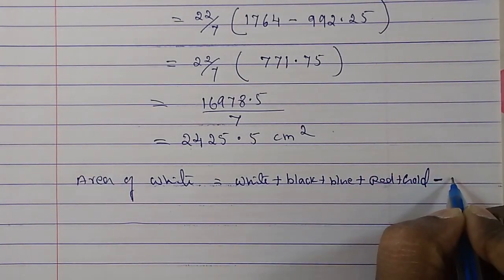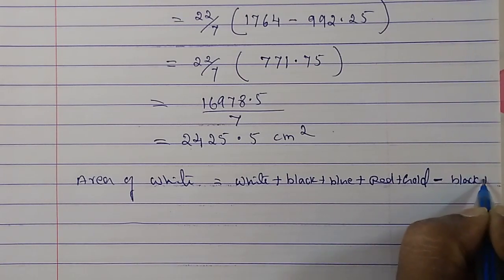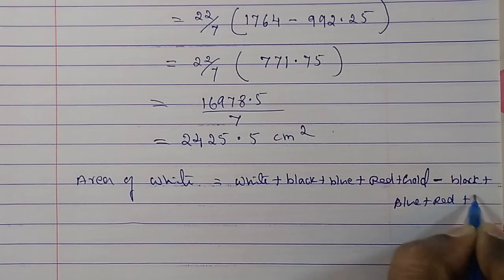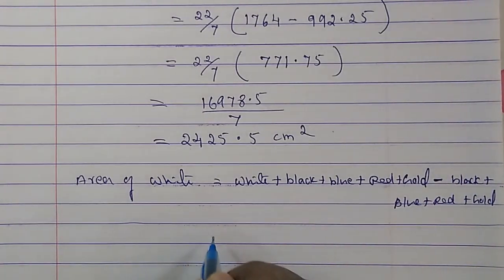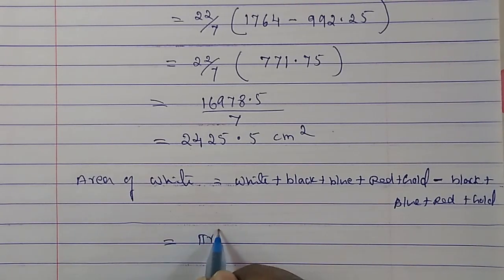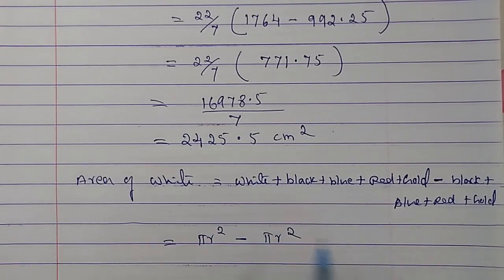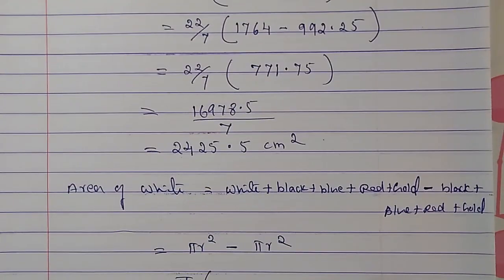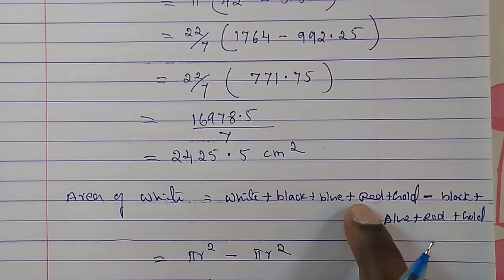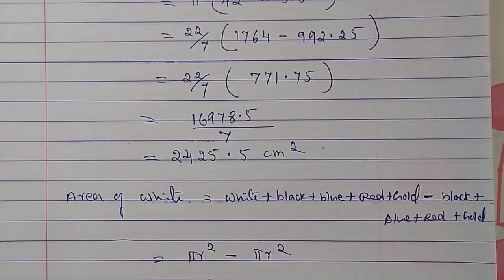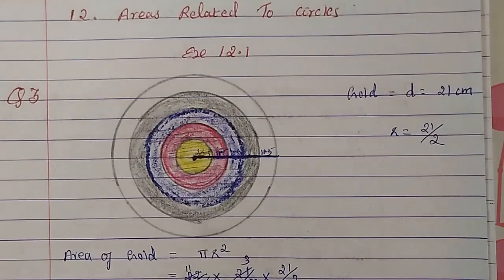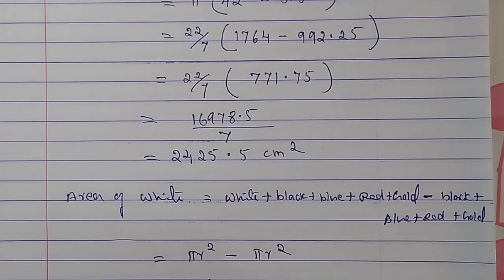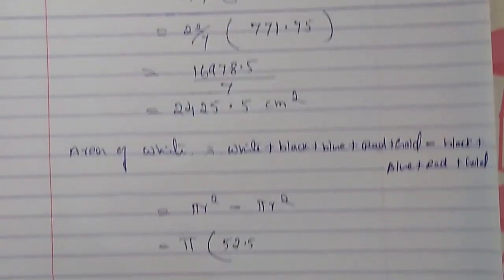Then minus black plus blue plus red plus gold. Okay, so area of the whole circle is pi r square minus pi r square. Pi is common, so r square. Now we have to find out for this white, black, blue, red, gold. For this r square means the whole thing, right? How much will it be? 52.5.